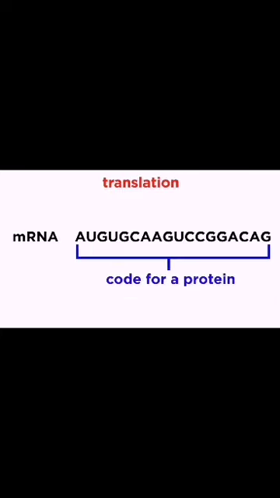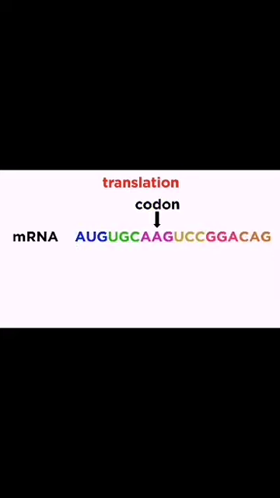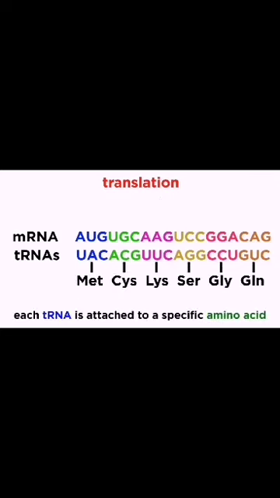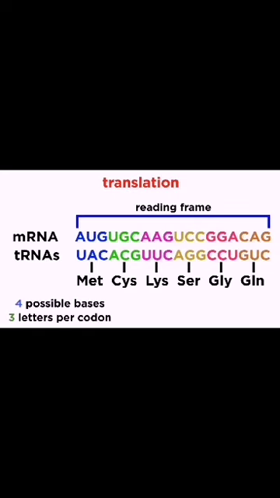During translation, the mRNA acts as a code for a specific protein. This happens because each set of 3 bases on the mRNA, which we call codons, will code for a specific anticodon, which will be carried by a specific transfer RNA, or tRNA. And each different tRNA is covalently linked to a particular amino acid. The arrangement of the nucleotides into these codons is called the reading frame. Since there are 4 bases and each codon has 3 letters, 4 cubed gives us 64 different possible codons, which is more than enough to code for all the amino acids we need.